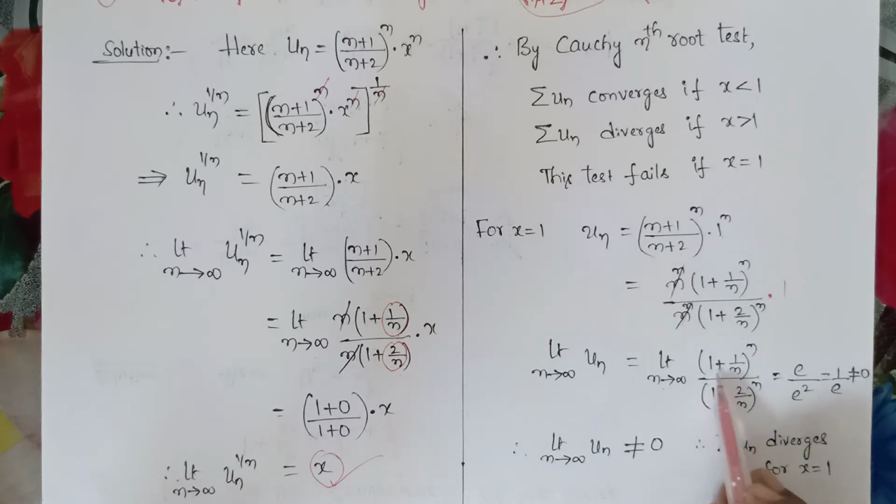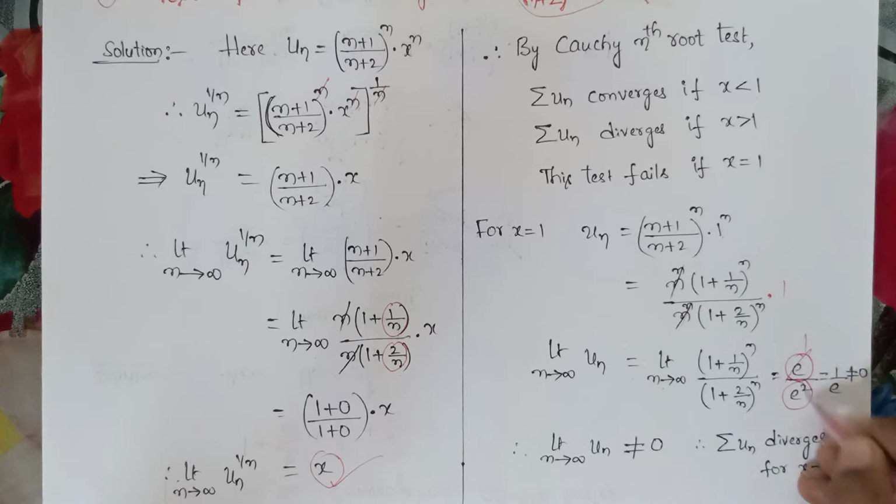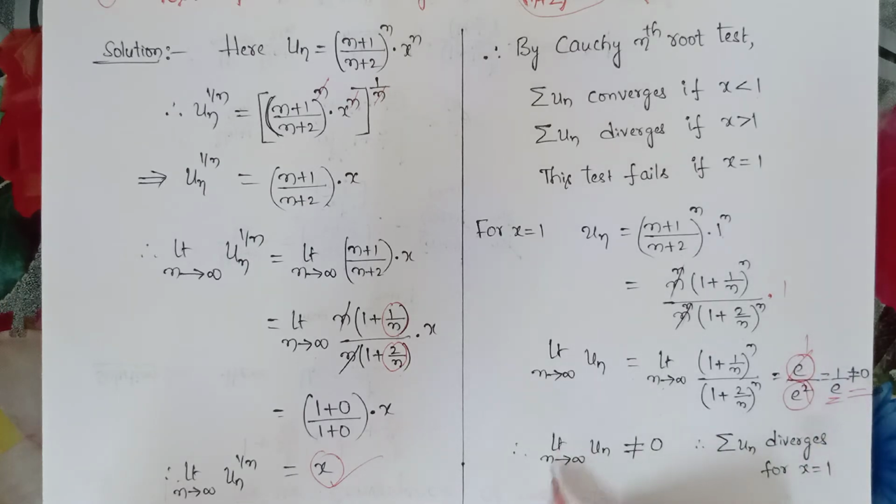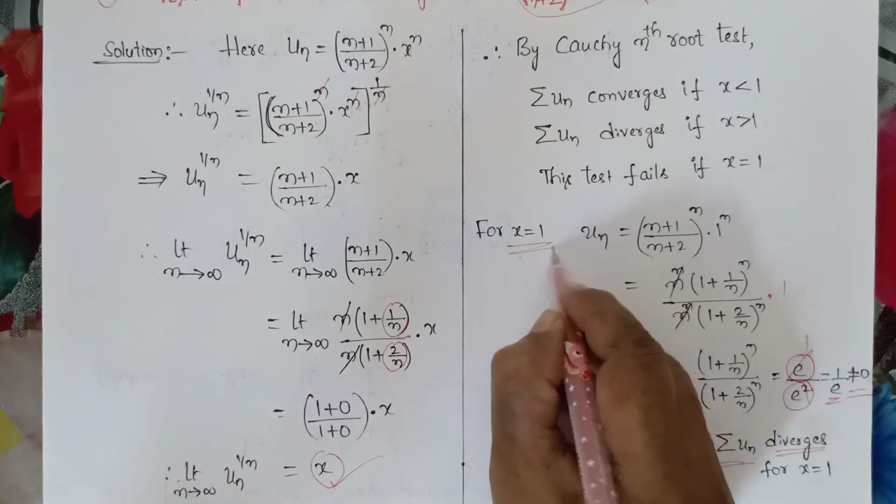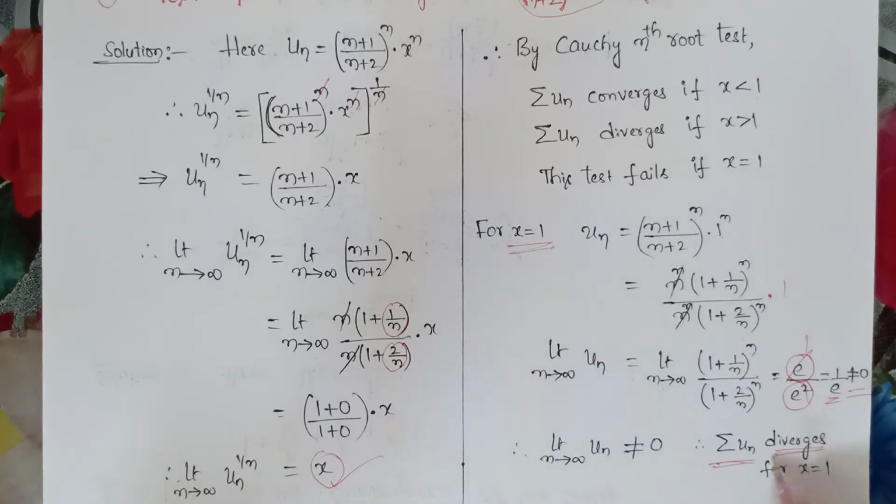Limit n tends to infinity 1 plus 1 by n whole power n is equal to e. In the same way, limit n tends to infinity 1 plus 2 by n whole power n is equal to e square. Now we cancel e. Therefore, 1 by e, which is not equal to 0. Limit n tends to infinity un not equal to 0 means definitely this series is a divergent series. Therefore, for x is equal to 1, our series is a divergent series.